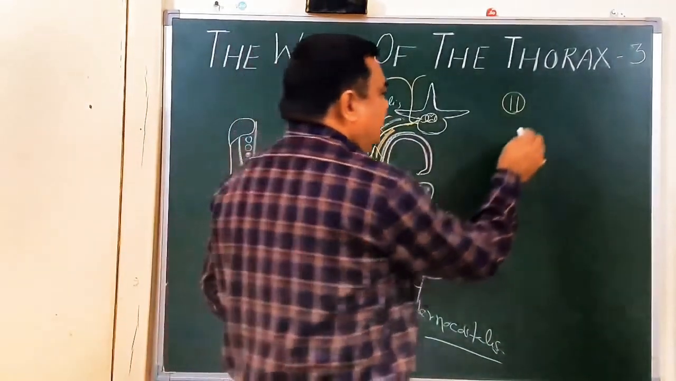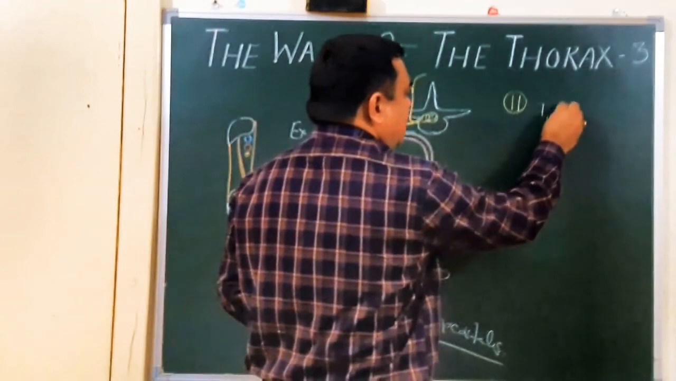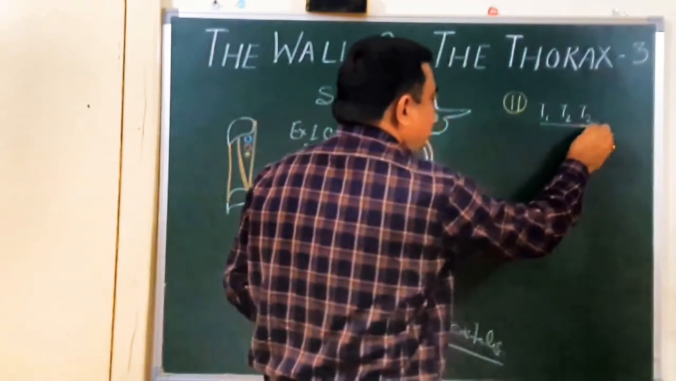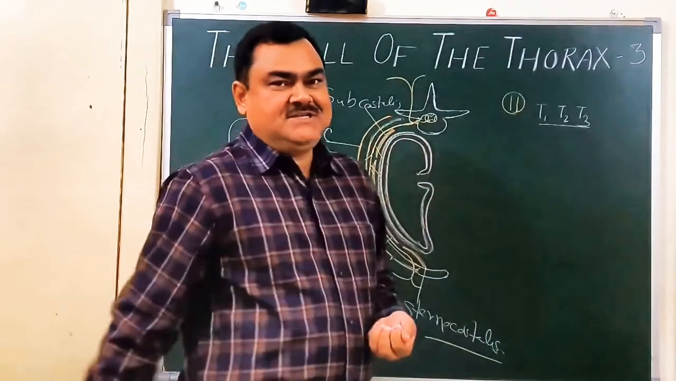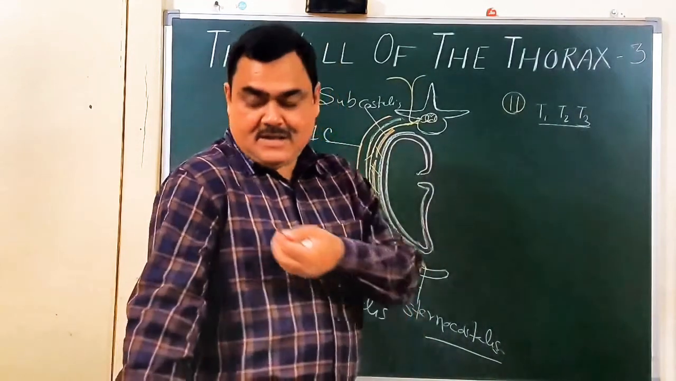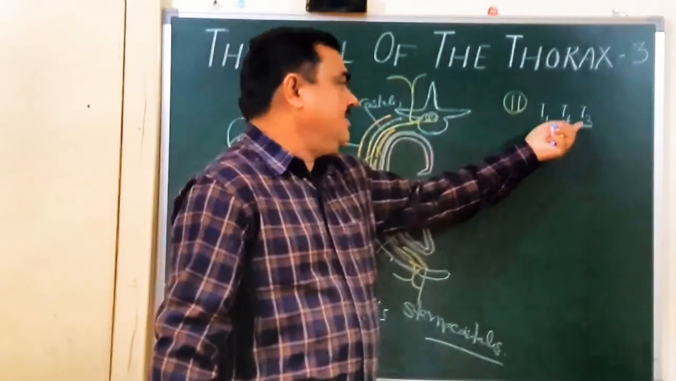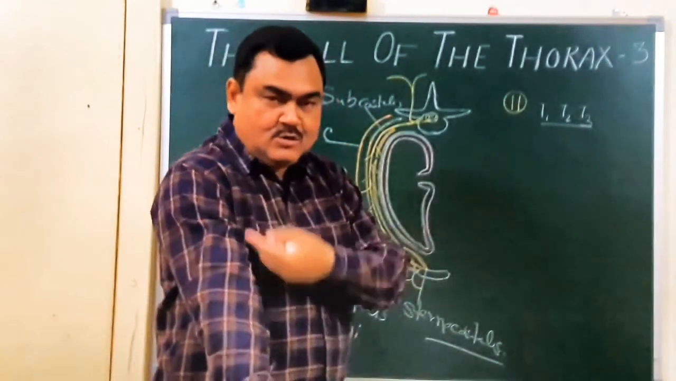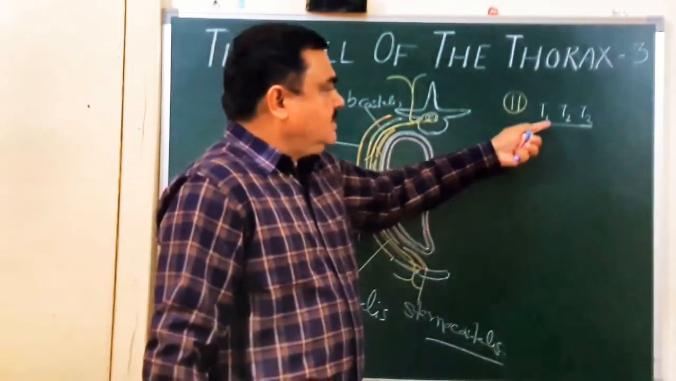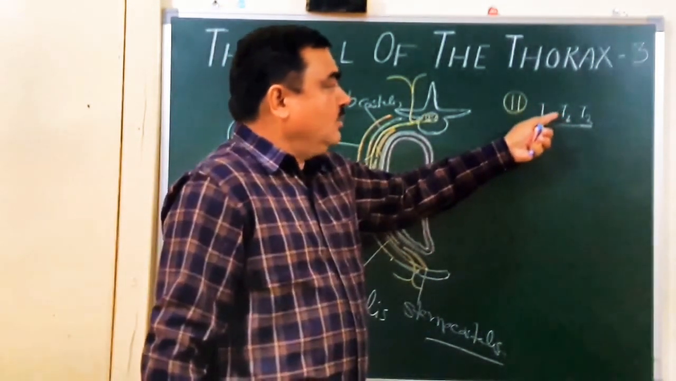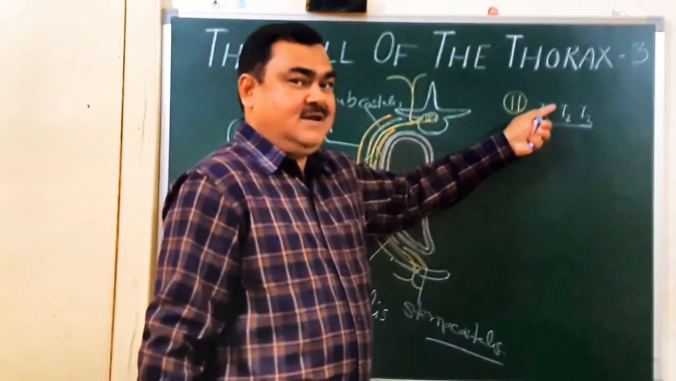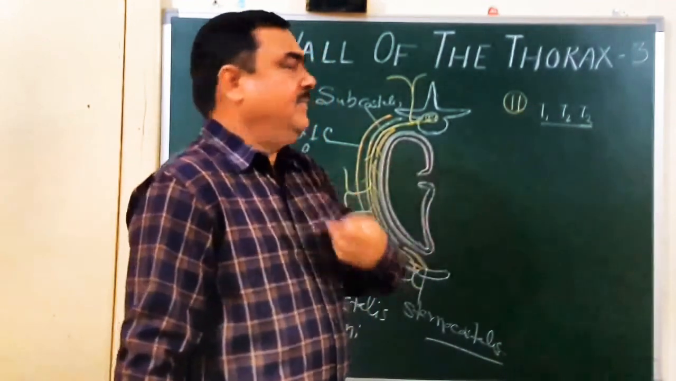First, second, third: T1, T2, T3, ventral rami of T1, T2, T3 also participate in supplying the upper limb. It gives intercostobrachial, which arises from T2 or T3, and also gives supply to the upper limb through T1. So this gives supply to thoracic region, upper three intercostal spaces, and also upper limb.